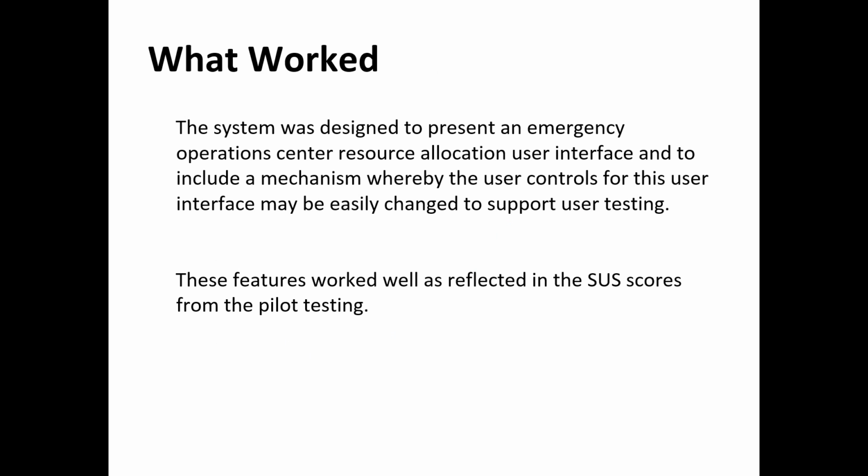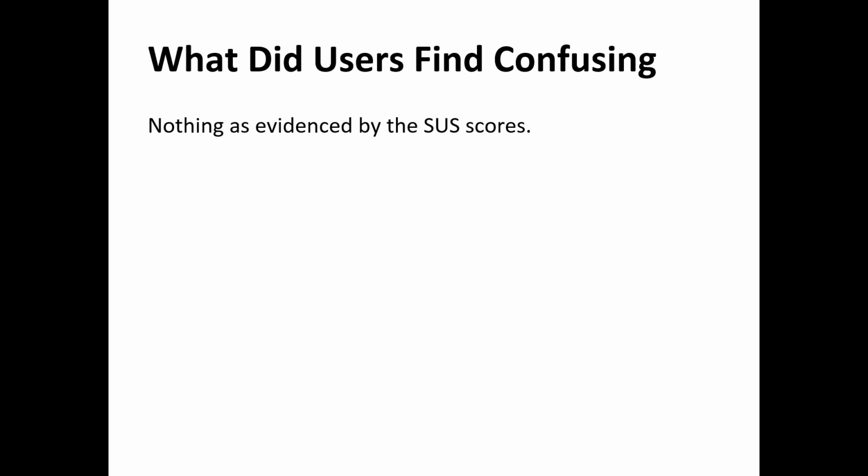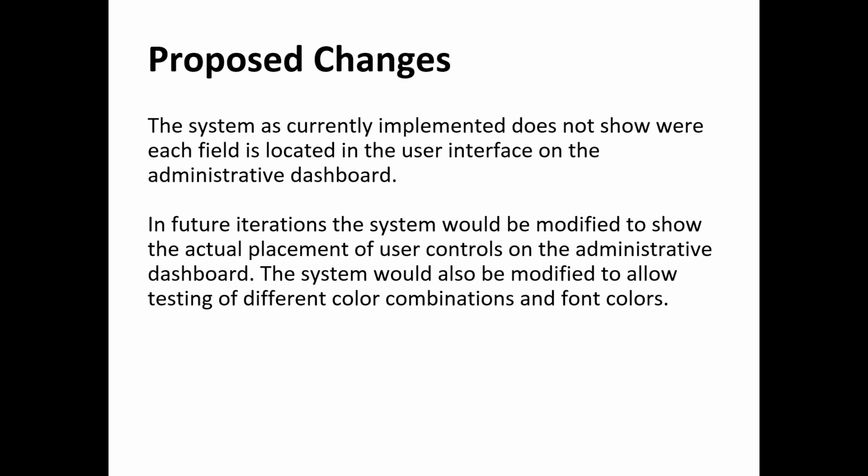What worked? The system was designed to present an emergency operations center resource allocation user interface and to include a mechanism whereby the user controls for this user interface may be easily changed to support user testing. These features worked well as reflected in the SUS scores from the pilot testing. What didn't work? Nothing. All of the features worked as expected. What did users find confusing? We can comfortably say nothing, as evidenced by the SUS scores, which evaluate system usability.